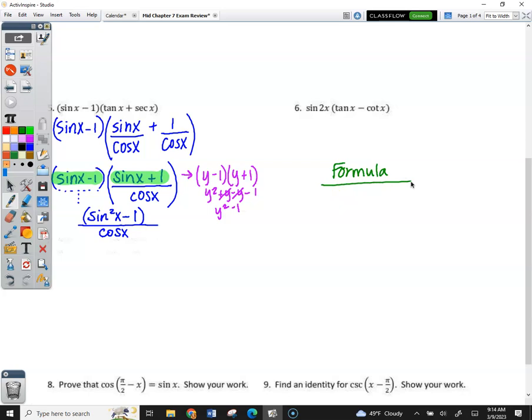On your formula sheet, we have sine squared plus cosine squared is 1, right? Alright, so if I've got sine squared minus 1, that means rearrange this, move the sine squared over.